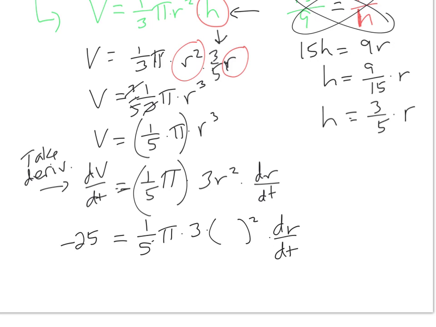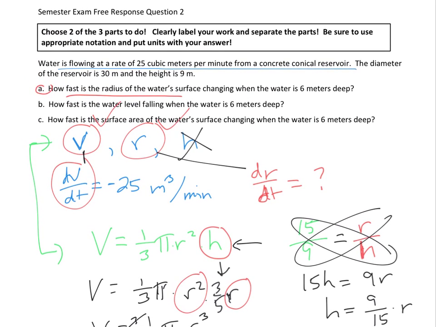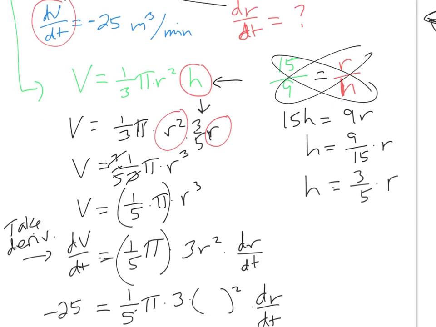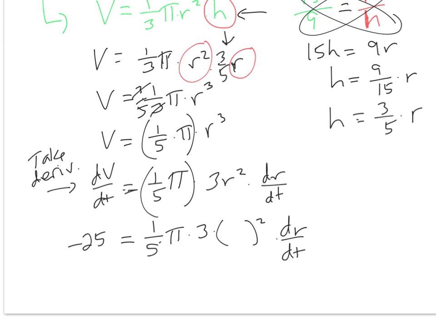So I need to find my radius. That's interesting because I don't think they gave us a radius. So I'm going to go back, look at the problem. They said when the water is 6 meters deep, this is what I'm looking at right now. 6 meters deep is a height measurement, but that's okay. Don't panic. We need to find a radius. We have a really nice formula that's relating the radius and the height for us. Check it out. It's right here.